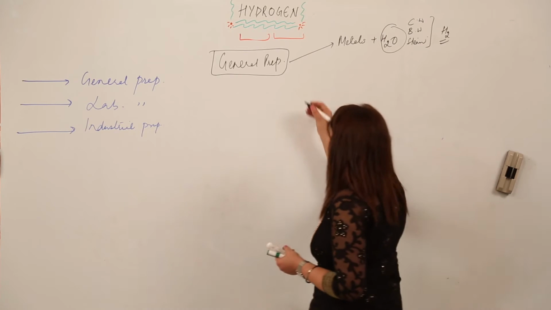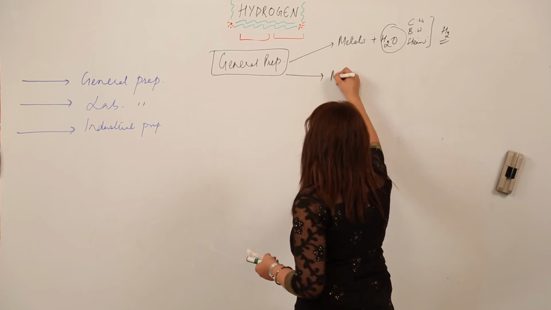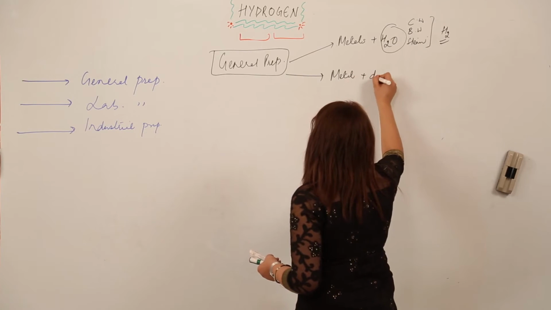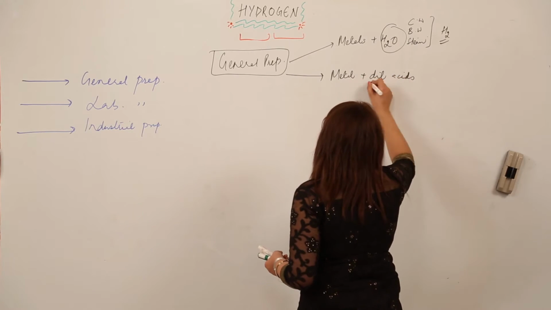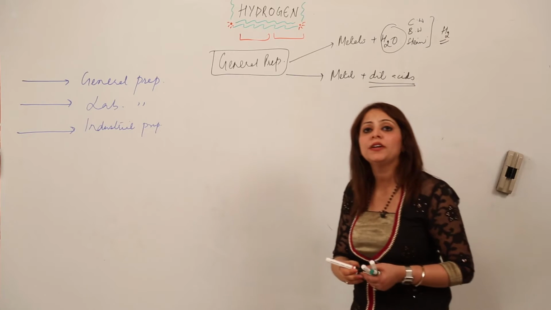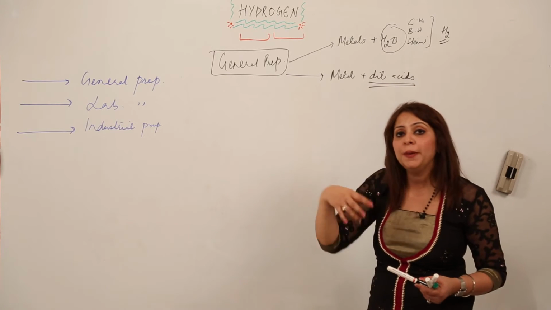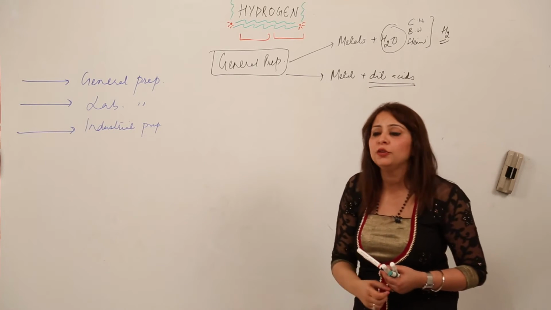The second general preparation we have is the reaction of metals with dilute acids. This we'll be discussing: what dilute acids are to be used and what dilute acids not to be used, or which metal is to be used or which metal can't be used, right?